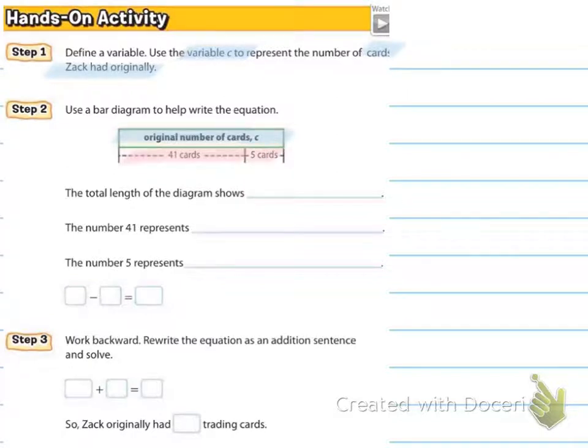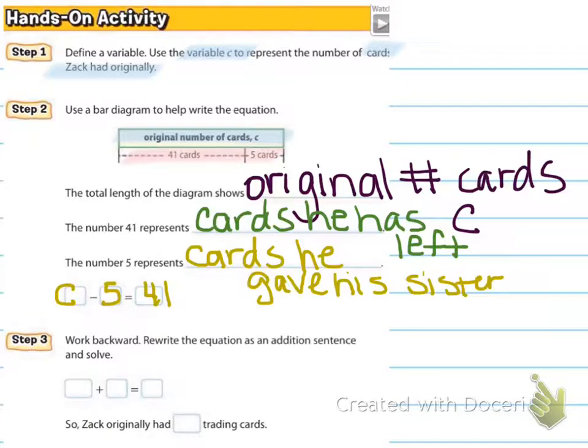So it tells us the total length of the diagram shows, and you should fill this in. And then the number 41 represents, the number 5 represents, and then set up the equation. So please go ahead and fill in step 2 now and pause. So the total length of the bar diagram shows the original number of cards. The 41 represents the cards he has left, and number 5 represents the cards that he gave to his sister. So the equation you should have written down will be C minus 5 equals 41.